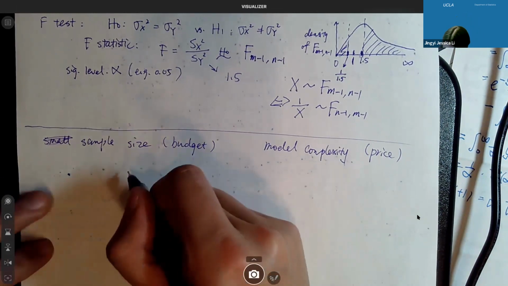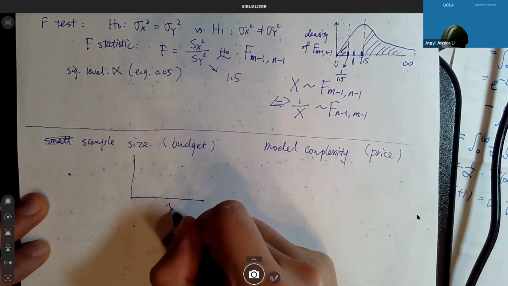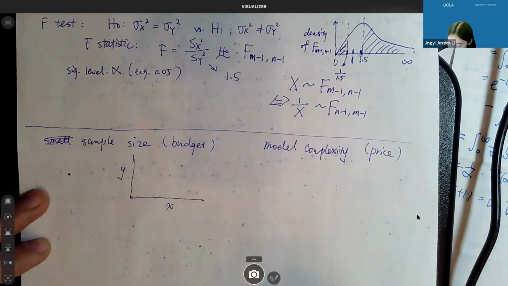So let me just give you one very simple example. Let's say that we do linear regression. And this is our X, this is our Y, and we only have 3 points.